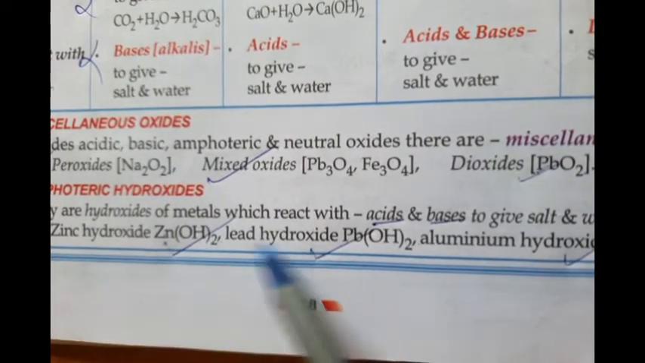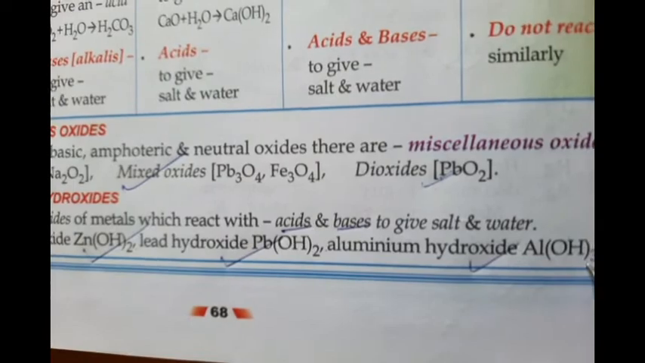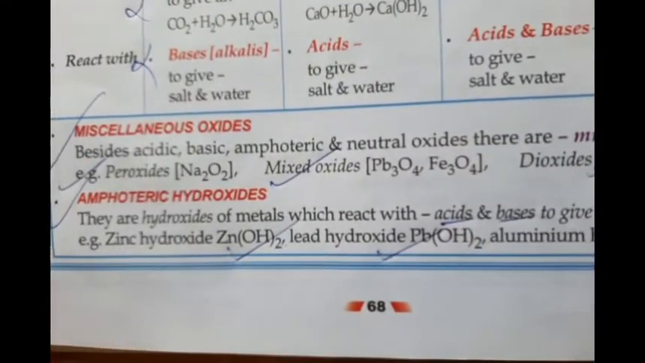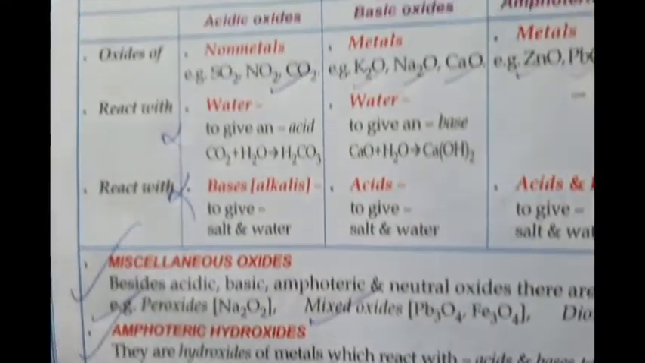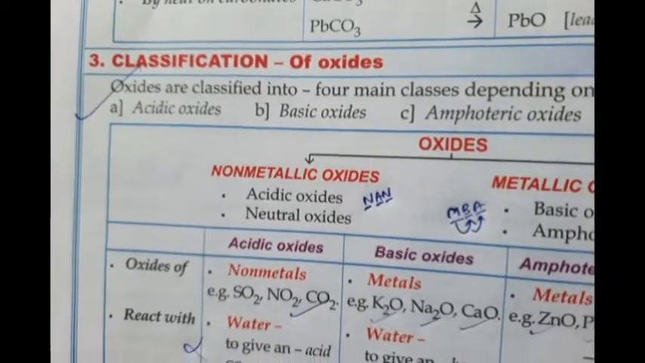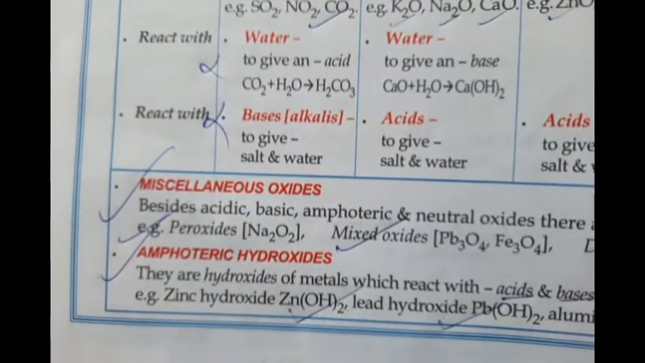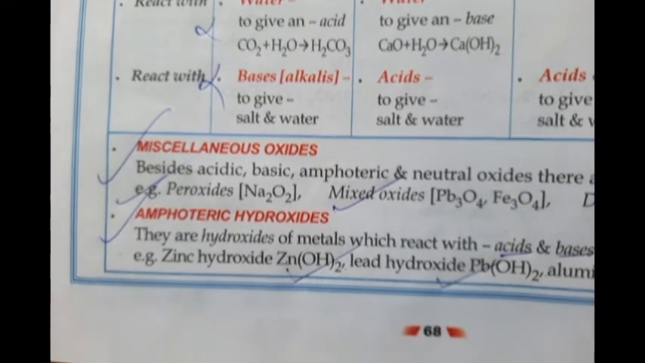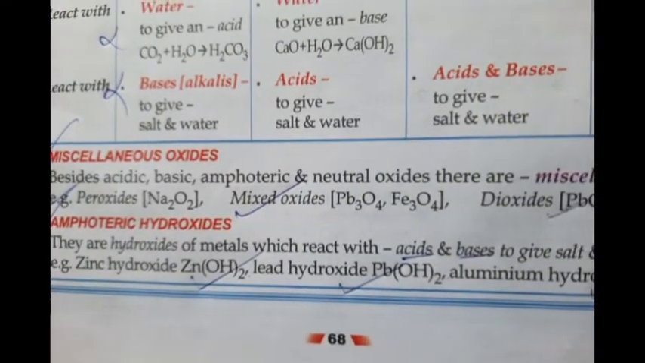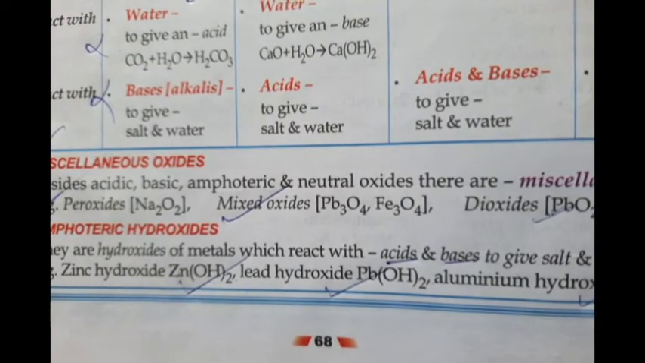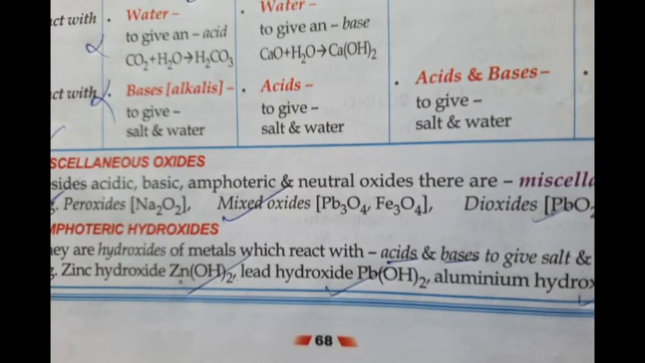So zinc hydroxide, lead hydroxide, and aluminum hydroxide are the examples of amphoteric hydroxide. So do remember, students, the classification of oxides with their examples, and about miscellaneous oxides and amphoteric hydroxides, again the examples. So by this we come to the end of the chapter now. We'll be solving some objective questions from the back in our next class.